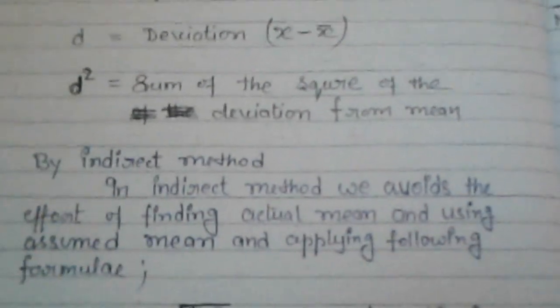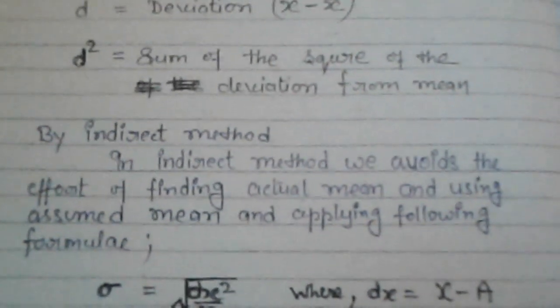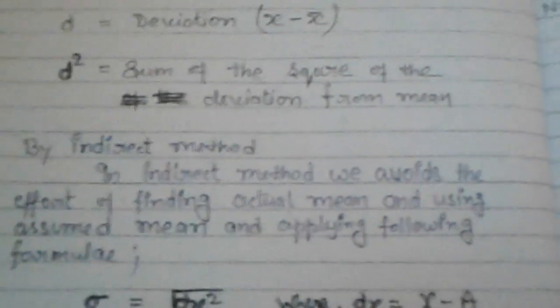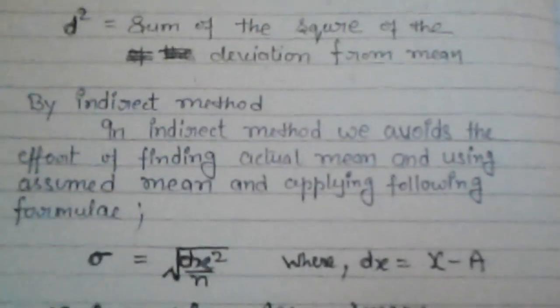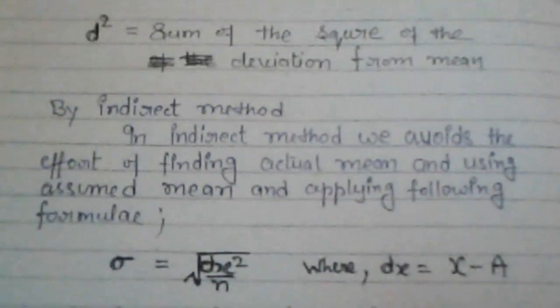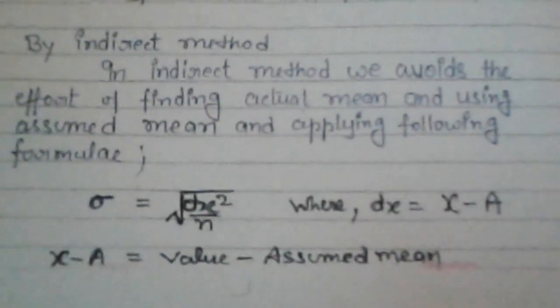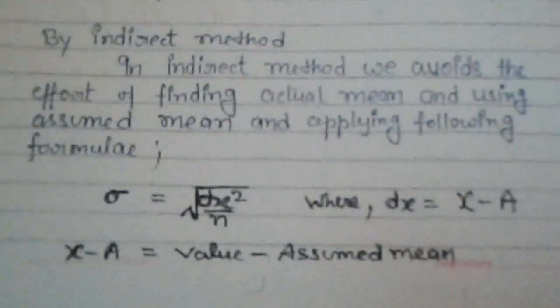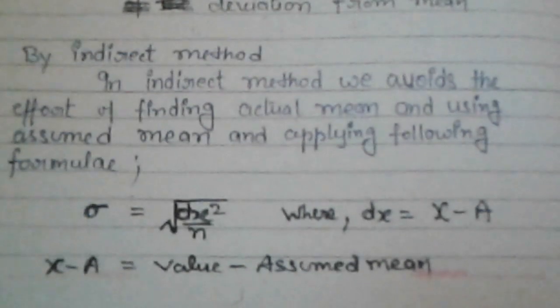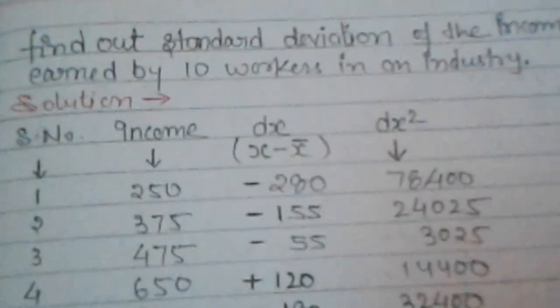By the indirect method, friends, we avoid finding the actual mean and use an assumed mean, applying the following formula: square root of sigma dx squared divided by n, minus sigma dx divided by n whole squared, where deviation dx equals the variable x minus the assumed mean. Let us solve an example.